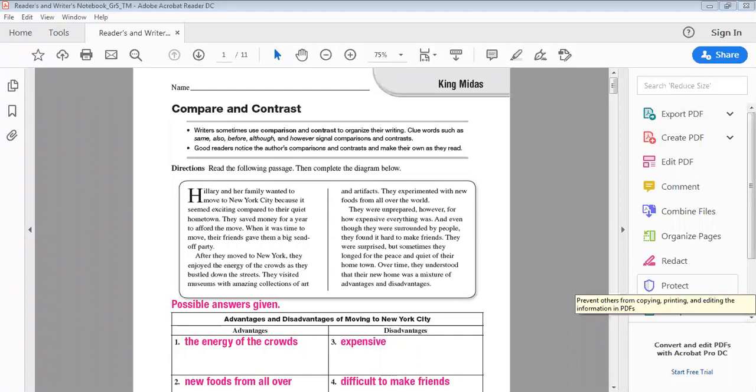And even though they were surrounded by people, they found it hard to make friends. They were surprised, but sometimes they longed for the peace and quiet of their hometown. Over time, they understood that their new home was a mixture of advantages and disadvantages.